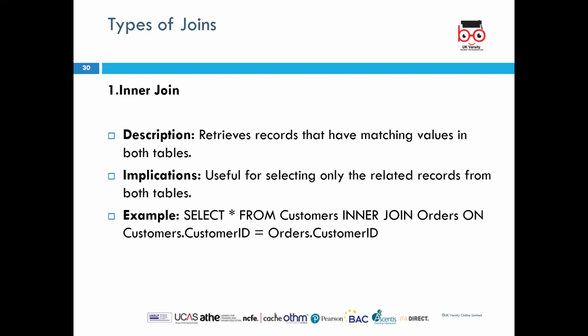So what is an inner join? This allows us to retrieve records that have matching values in both tables. Whenever we need to link one table with another one, we use our inner join. It is useful for selecting only the related records that we need from our table. Here's the SQL command that we'll use to retrieve the records that we need.